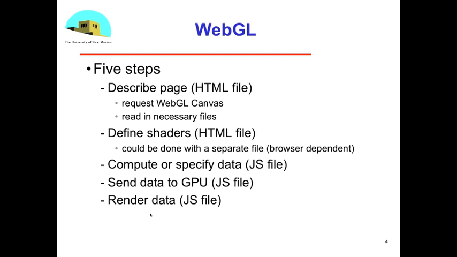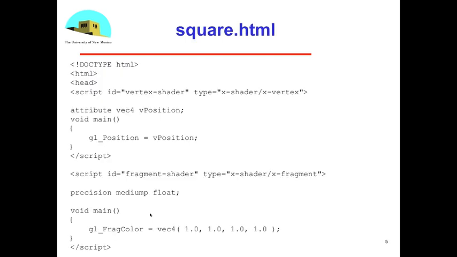But the first thing we do is describe the page, request a WebGL canvas, which is going to be the drawing surface that we use, and read in some utilities and the JavaScript file. For now we'll put the shaders inside the HTML file. I'll show you later, and it's in the book, how you can put them in a separate file, assuming that your browser will allow you to do that. Then in the JavaScript file, we're going to compute our data, then send the data to the GPU, and finally tell the GPU to render those data. Okay, so let's start with the HTML file.